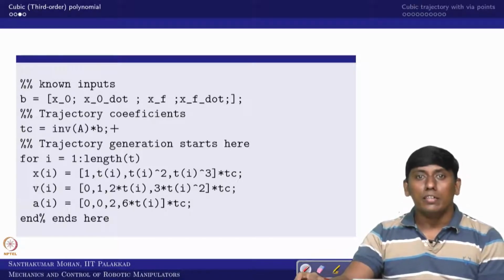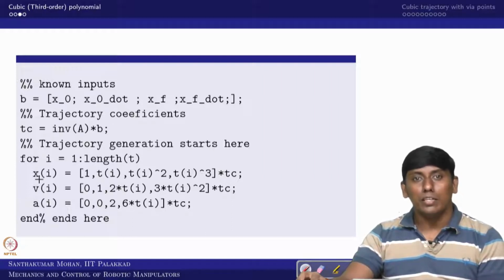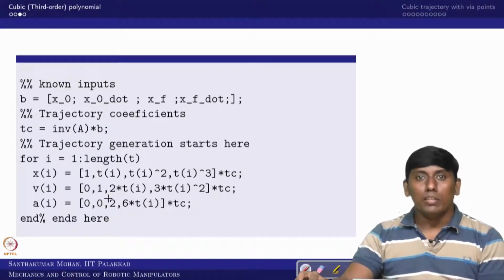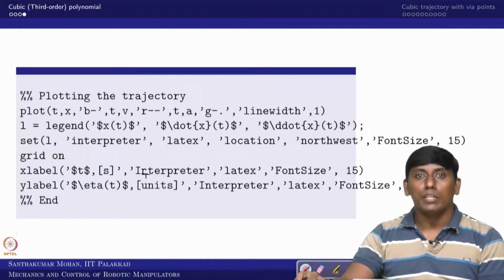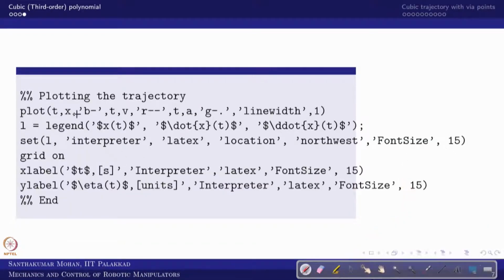Once that is done, x dot and x double dot are written in this way. Here I don't write x dot and x double dot; I have written x, which is position, v, which is velocity, and a, which is acceleration. This is the equation we obtain. Once all this is done, we can plot the trajectory, where we can see the x trajectory, v trajectory and a trajectory.